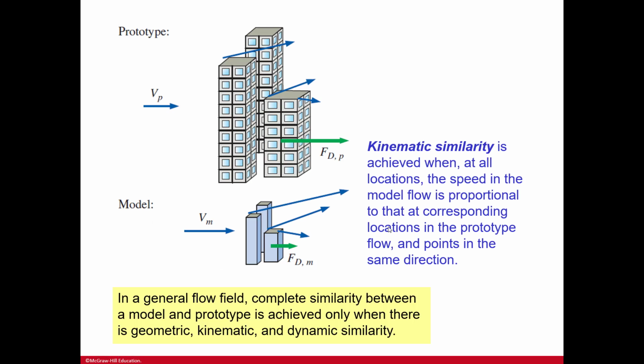So here you have a prototype and you have a model, and so you can see that these are scaled, but we're still putting velocities into it. We have the same scaling. It looks the same, just smaller. And you see this kinematic similarity. And that is achieved when all the locations, the speed, things like that, they're all proportional, they're all flowing.